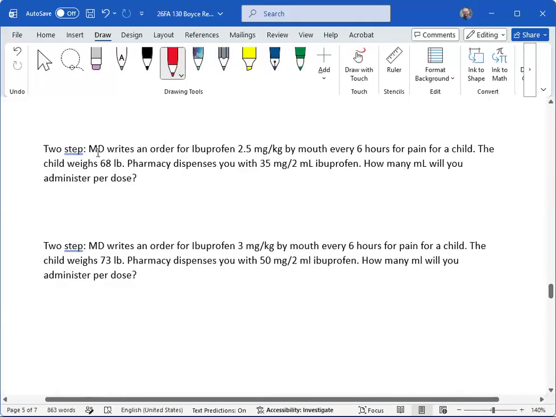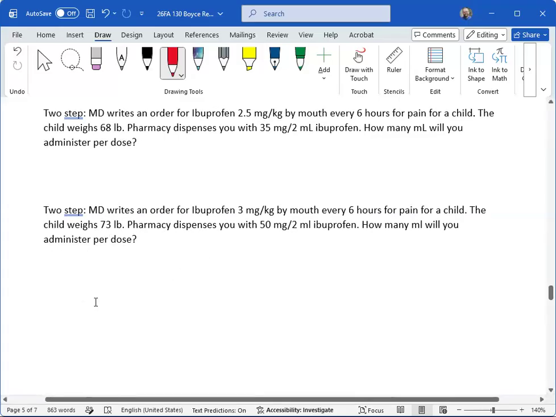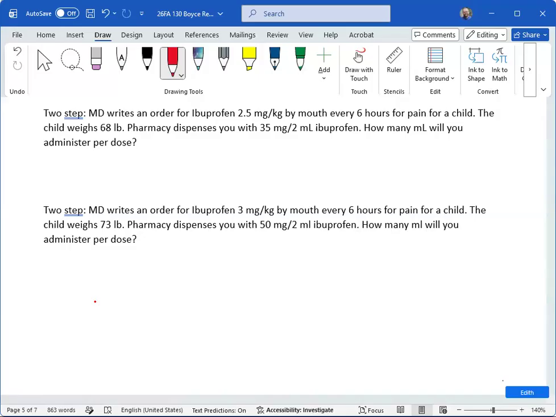Okay, let's look at one of these. I'll do the second one here because I think it's one that I made up, but it's kind of messed up. So let's read through this. It says we have an MD that writes an order for ibuprofen, 3 milligrams per kilogram by mouth every 6 hours for pain. Child weighs 73 pounds. Pharmacy dispenses 50 milligrams per 2 mL ibuprofen. And then we want to know how many milliliters to administer for the dose.